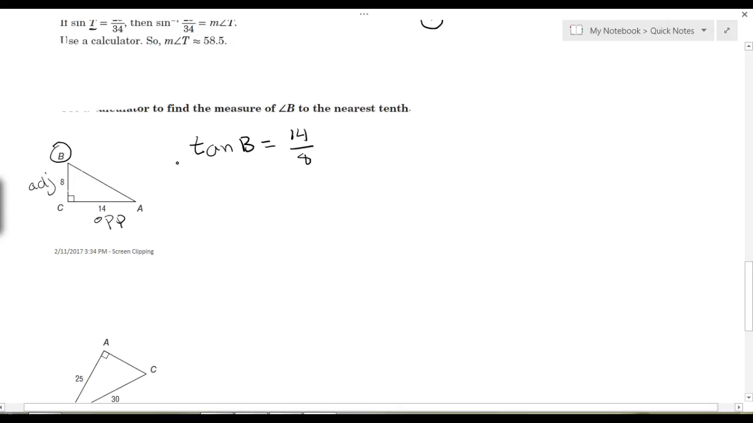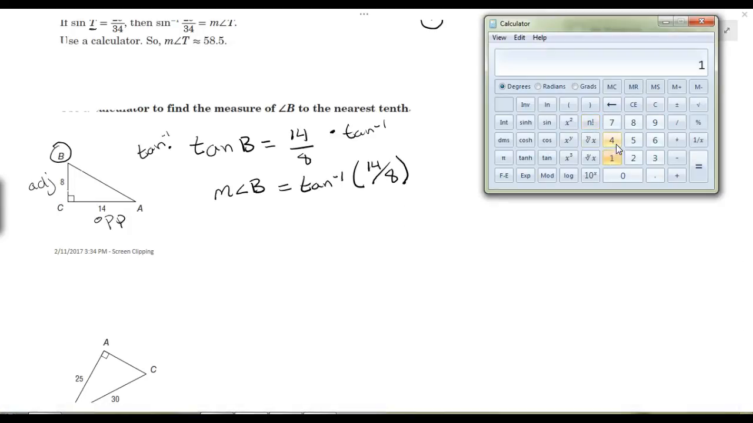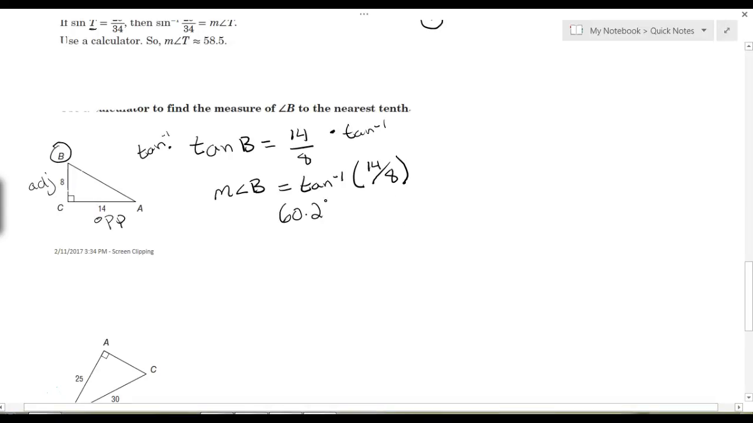Then to get B all by itself, I have to apply inverse tangent to each side. And then I get the measure of angle B equals the inverse tangent of 14 over 8. So let's go ahead and put that in our calculator. 14 divided by 8, inverse tangent, I get that angle B is 60.2 degrees. And again, since the examples we're looking at right now are drawn fairly close to scale, if we eyeball this, it does look like it's pretty close to 60 degrees. Let's go ahead and look at our next example.